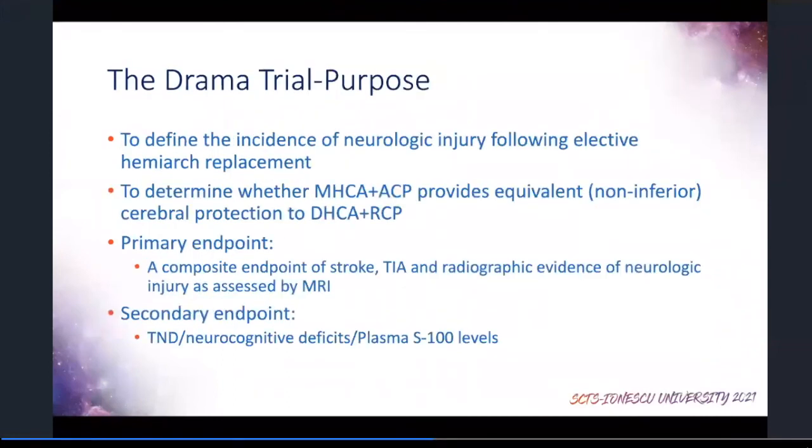The purpose of this trial was to define the incidence of neurologic injury following elective hemiarch replacement and to determine whether MHCA plus ACP provides equivalent or non-inferior cerebral protection to DHCA. The primary endpoint was a composite endpoint of stroke, TIA, or radiographic evidence of neurologic injury as assessed by MRI. Secondary endpoints included the presence of temporary neurologic dysfunction, neurocognitive deficits, or plasma S100 levels, markers of neurologic injury.